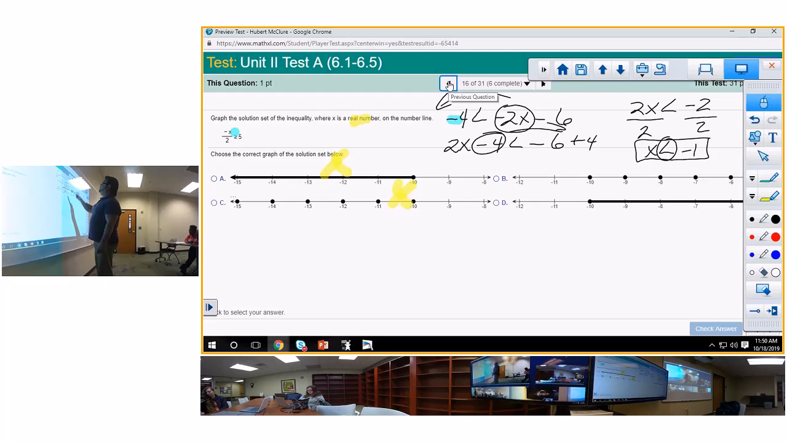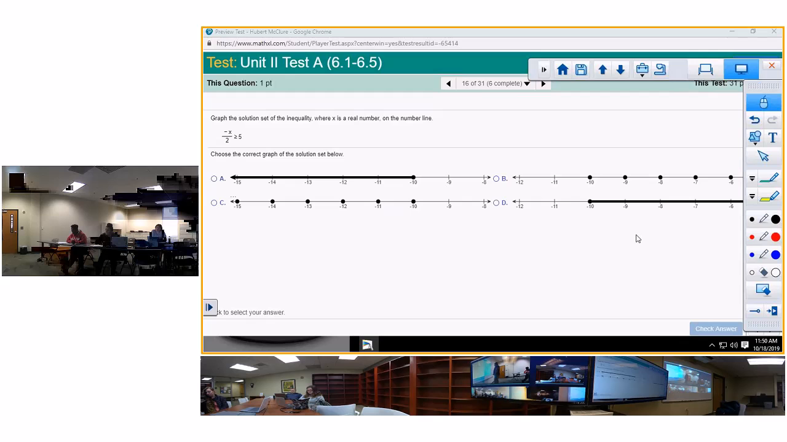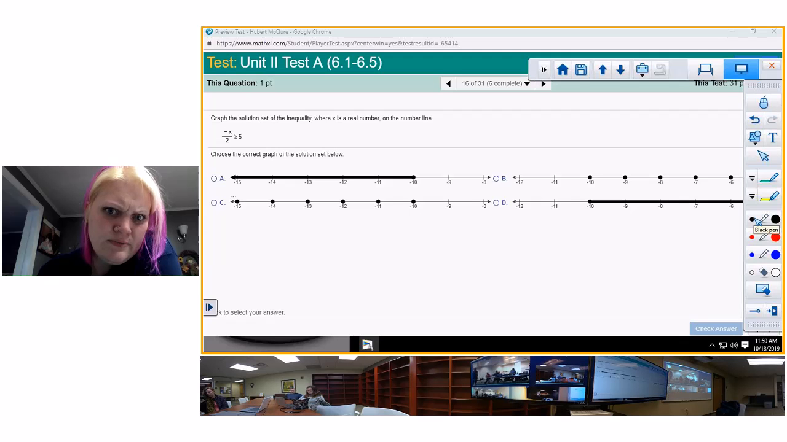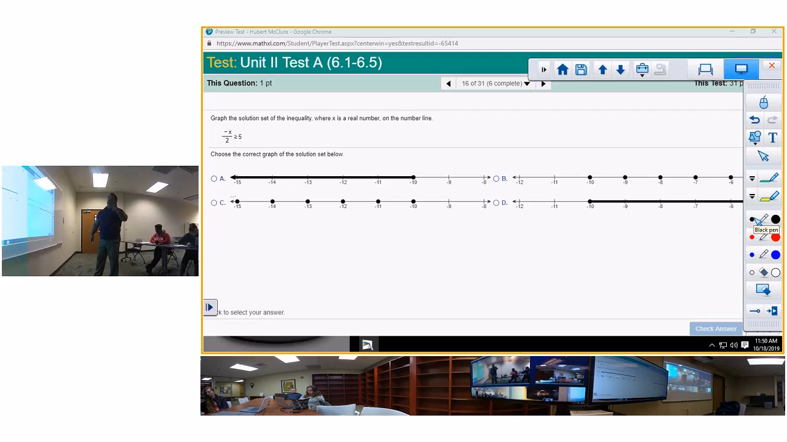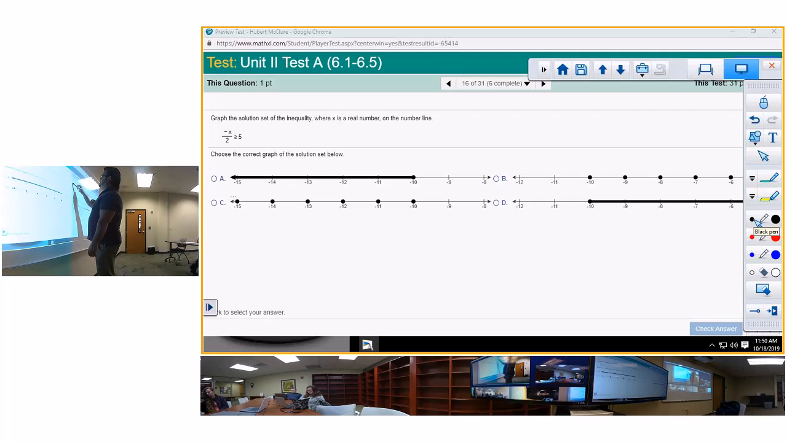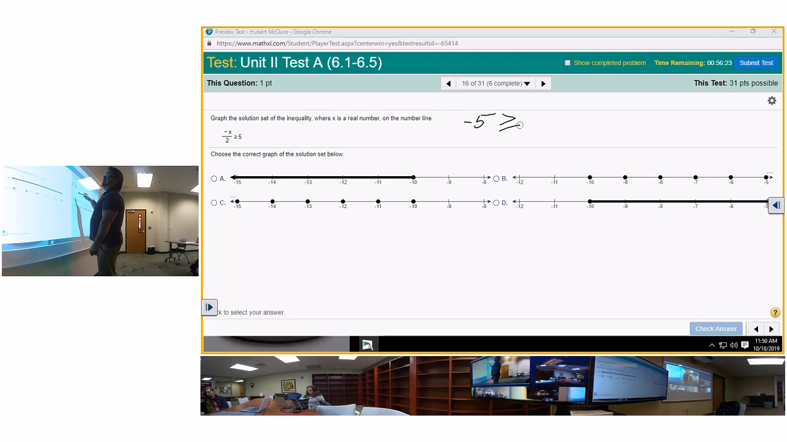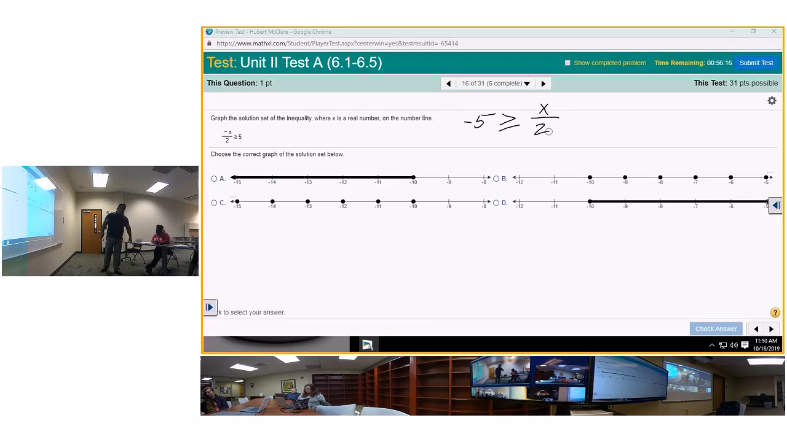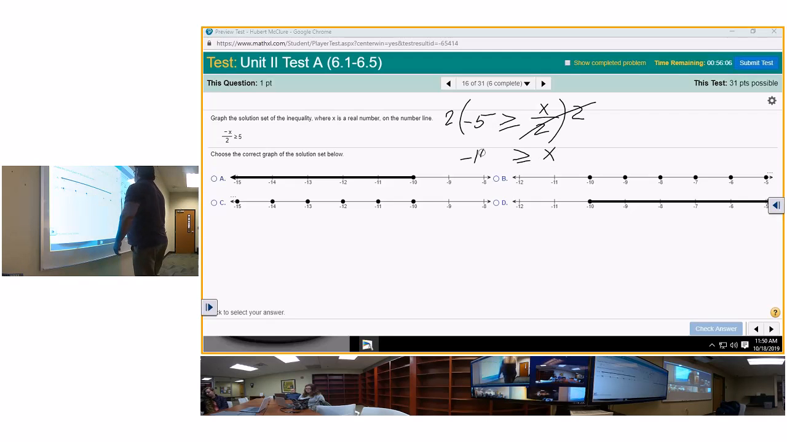Okay, how do you clear a fraction? Multiply by the, I don't know. Okay, first of all, I'm going to move the negative x over 2 to the other side. So that's going to give me negative 5 is greater than or equal to x over 2. Because I want to make my variable positive. So now I multiply both sides by 2. And that gives me x is less than or equal to negative what? 10.